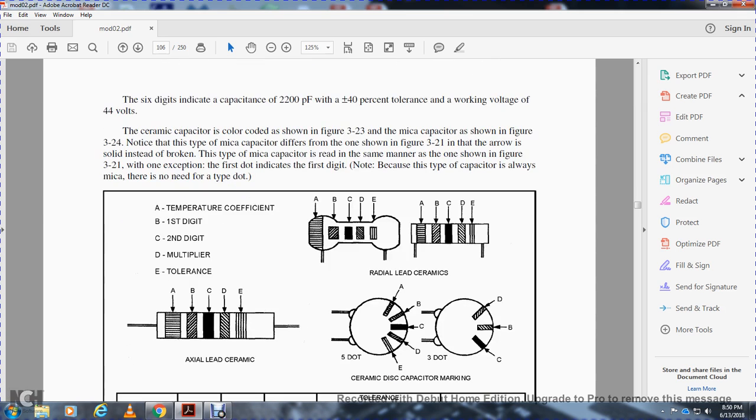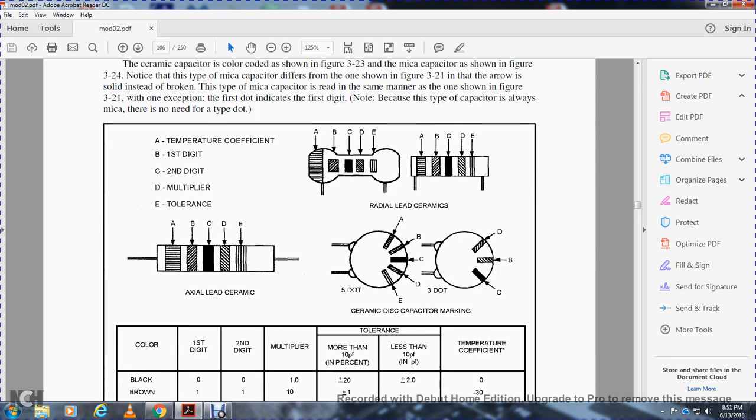So A would be your temperature coefficient, B would be your first digit, C would be your second digit, D your multiplier, E your tolerance, for the axial lead ceramic and radial terminal lead ceramics. A would be your temperature coefficient band, and then B through E are first digit, second digit, multiplier, tolerance. And then your radial lead ceramics: A, B, C, temperature coefficient, first digit, second digit, multiplier, and so on from the left.